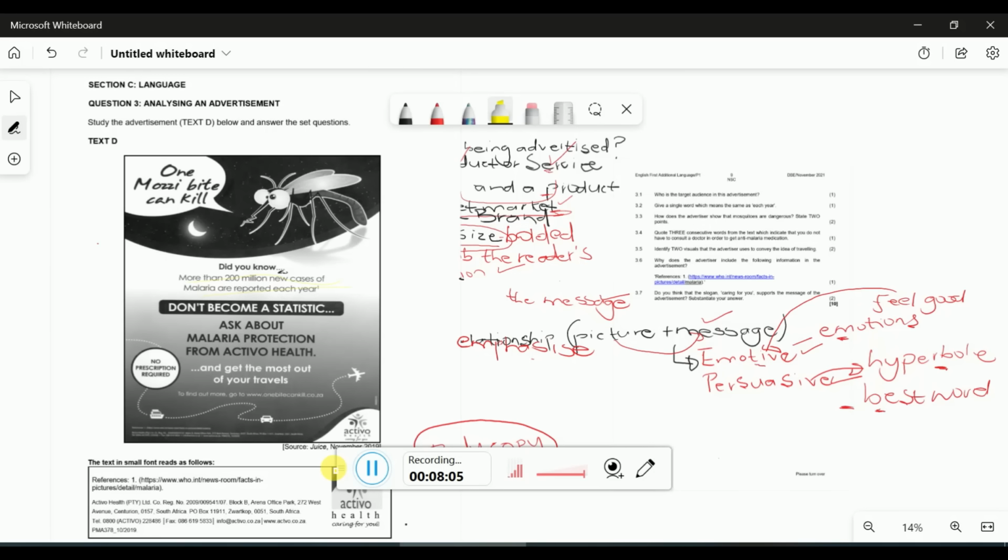This is the message now, right? And then already we know that they said one muzzy bite can kill, so it has elements that are actually frightening here. And then remember the font sizes.